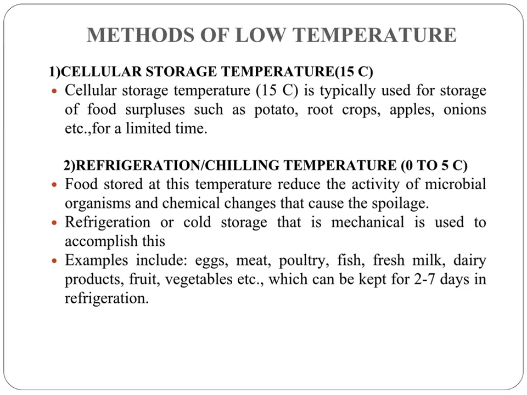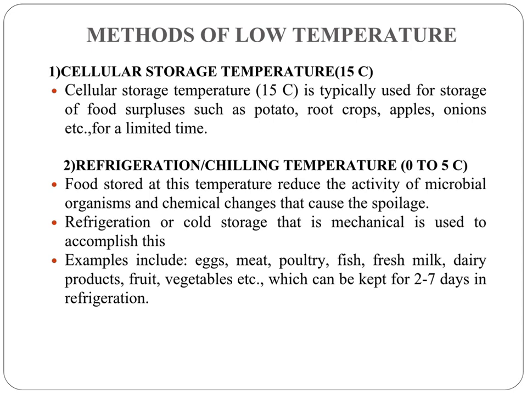One low-temperature preservation method is cellar storage. Cellar storage is usually maintained around 15 degrees Celsius. This method is suitable for storing potatoes, onions, apples, and root crops for a limited period. Although spoilage is not completely stopped, the storage life is significantly increased compared to normal room conditions.